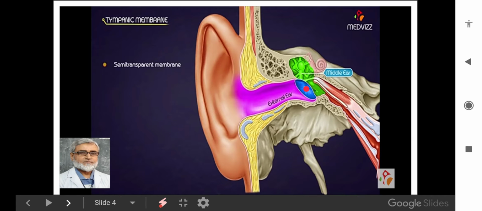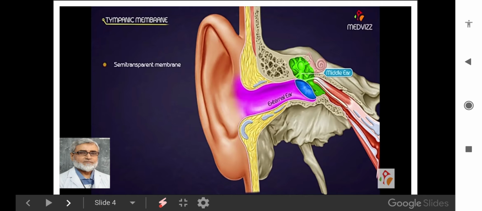All these three include the external ear, and behind the tympanic membrane, with the cochlea in between, is the middle ear. So there are three parts of the ear: internal ear, middle ear, and external ear. Now we are studying the external ear.